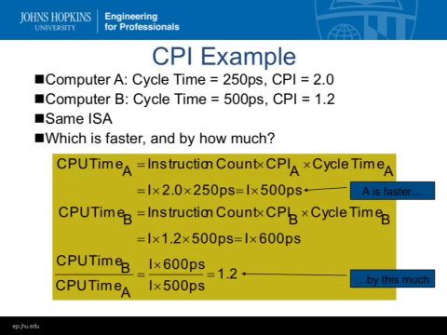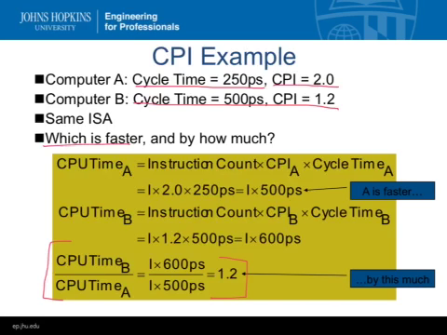Let's do another example calculation with CPI this time. We have 2 computers, one with a cycle time of 250 picoseconds and a cycles per instruction of 2. The other one, as we see here, with a cycle time of 500 picoseconds and a CPI of 1.2. Which is faster? How do you define that? Well, it's which one runs the program faster. So we have to figure out the running time for each program.